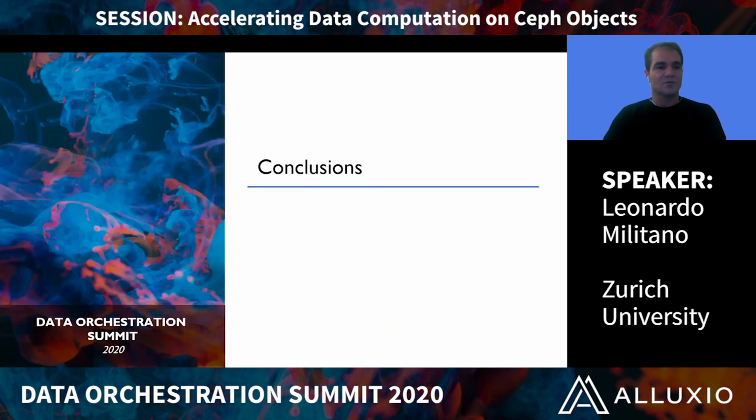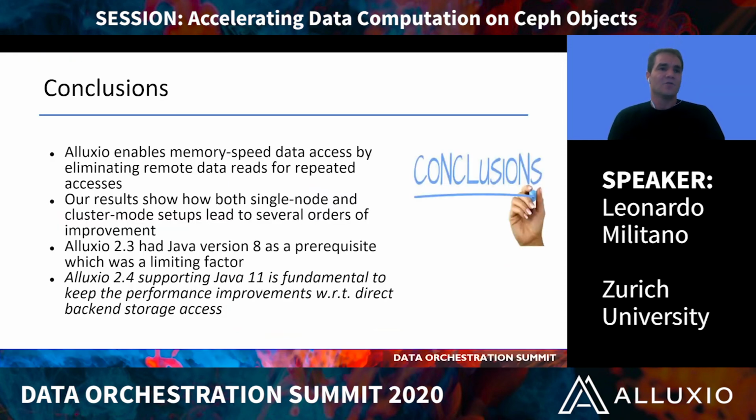So this brings me to the conclusions of our analysis and of this presentation as well. What we can conclude is that Alluxio in general enables memory speed data access by eliminating remote data reads, which is particularly important according to our results for repeated access. So when you repeat the same data analytics, you repeat the same access to the data multiple times, then Alluxio, from our results, was very important, introducing very important benefits. And these are valid both in the single node and in the cluster mode setups, leading to several orders of magnitude of improvement.